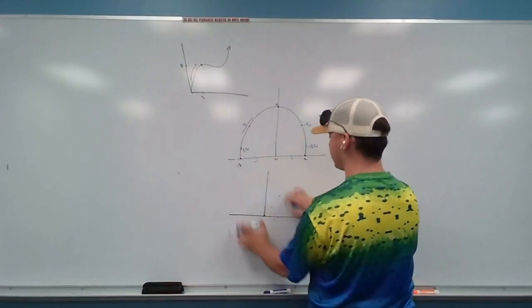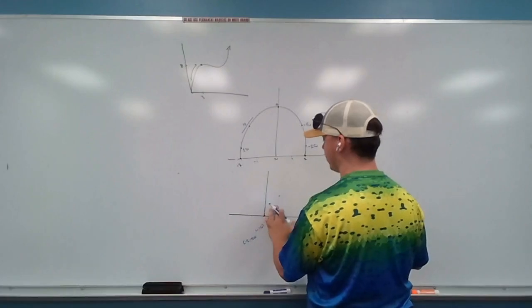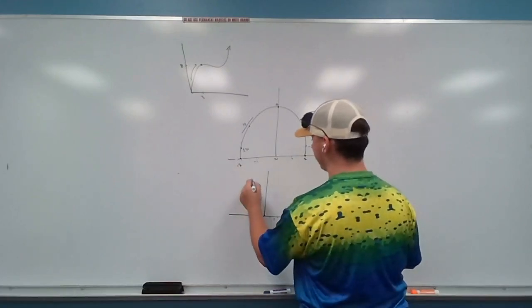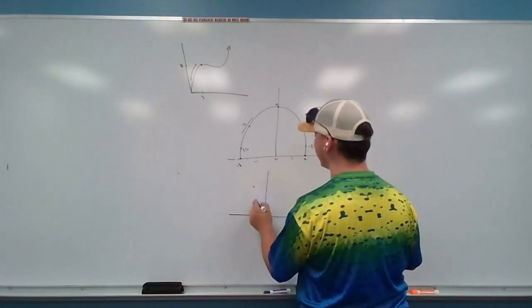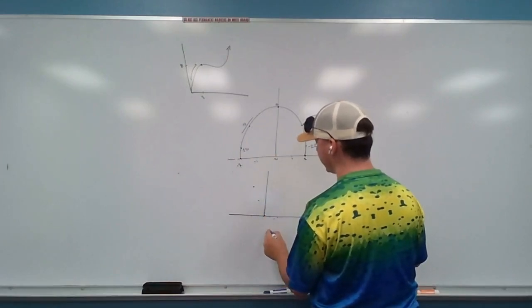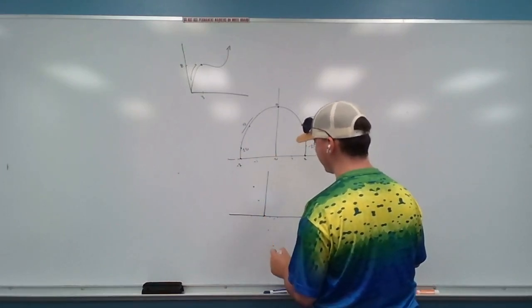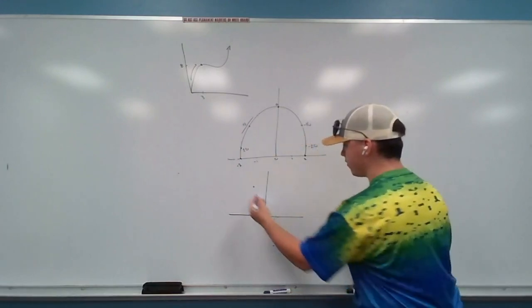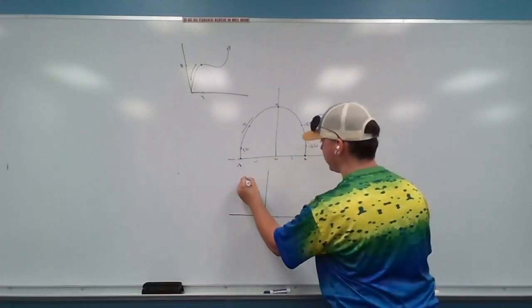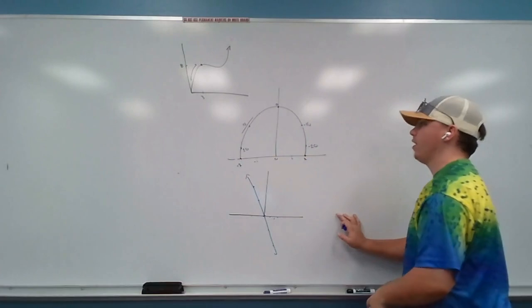Actually, hold on, I did this wrong. It should be flipped. That's my bad. At negative 2, it's going to be 20. At negative 1, it's going to be 10. At 0, it's still 0. At 1, it's negative 10. And 2, it's negative 20. So what does this look like on the graph? It is a straight line. Interesting, right?